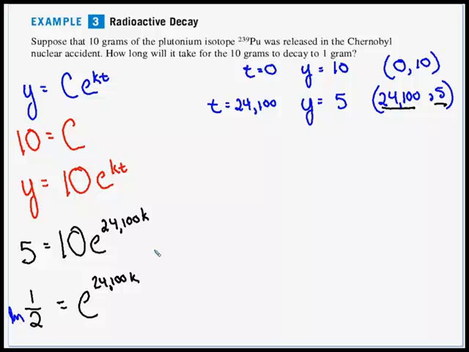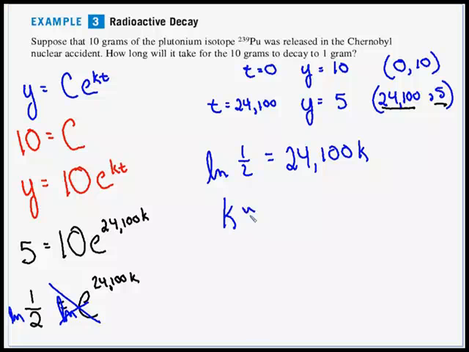We'll take the ln of the left and get the natural log of a half, and that's equal to the natural log. Here we'll wipe out the exponential base, 24,100k. So we divide by 24,100, the natural log of a half divided by 24,100, and we're going to get k as approximately negative 0.000028761.